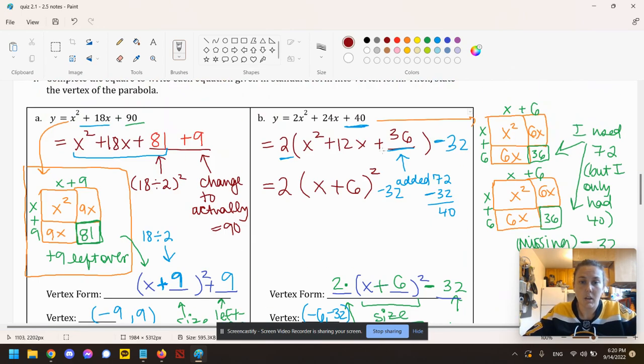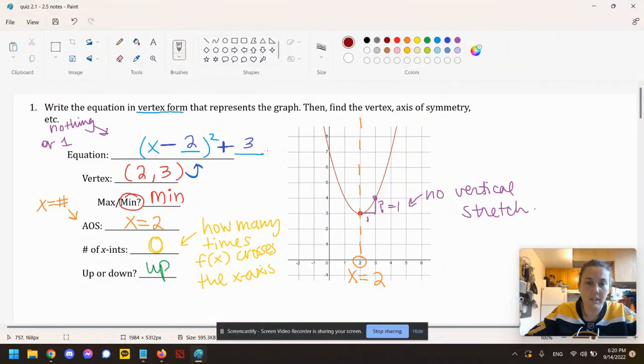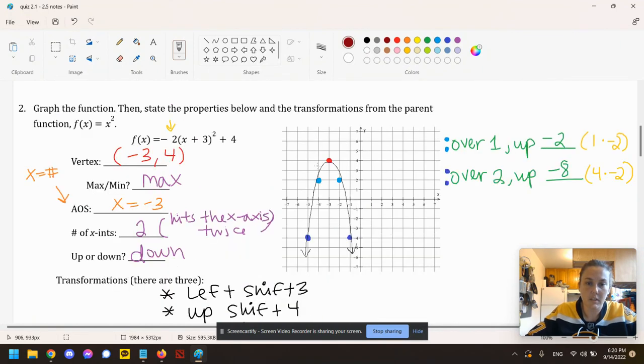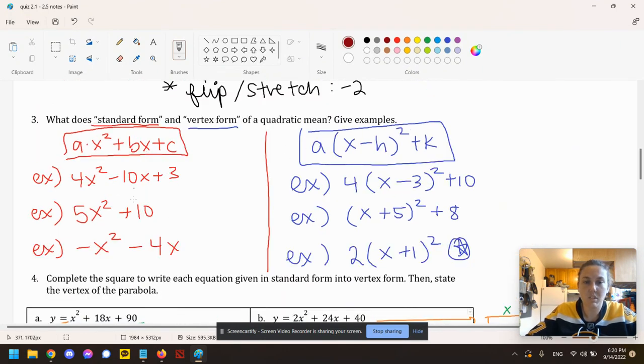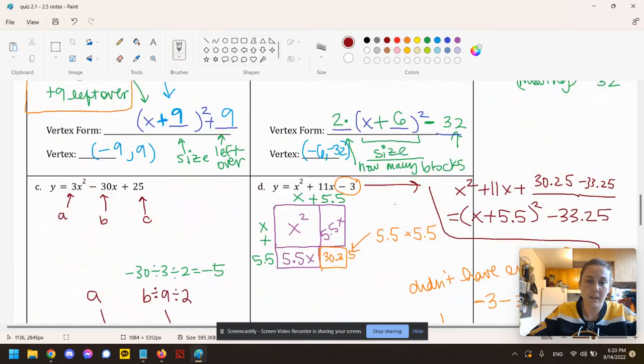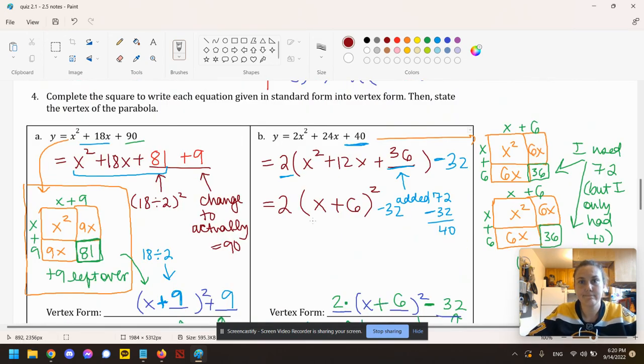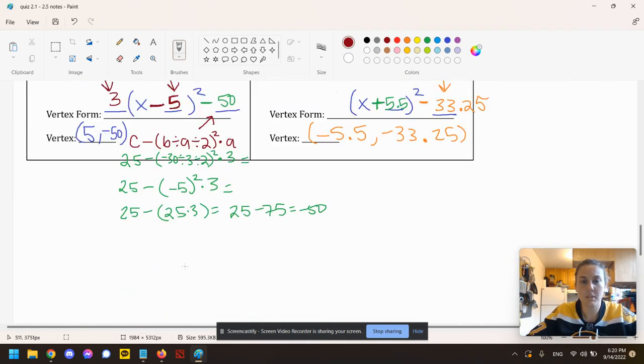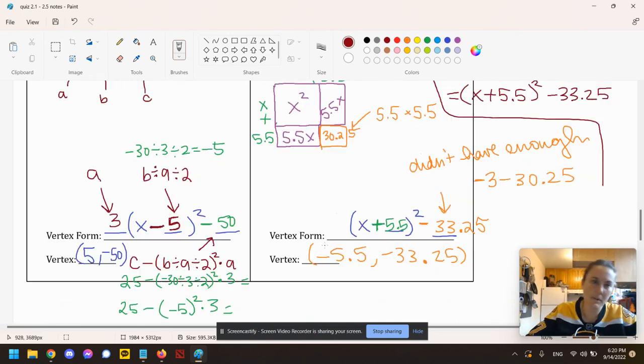Yo, that's the quiz. I'm going to give you one question that looks exactly like this, one question that looks exactly like this, one question where I give you a bunch of examples and you tell me which form it is, and then 4 exactly like this. There's going to be a super hard one for bonus, but it's a bonus, so I'm not going over it.